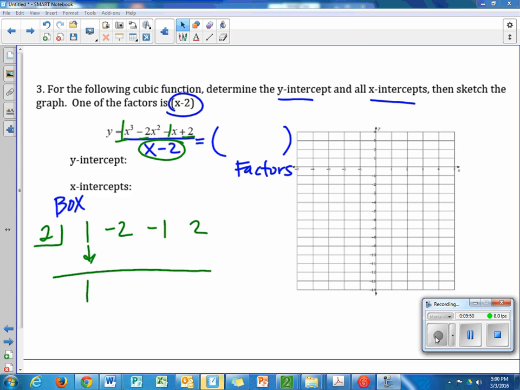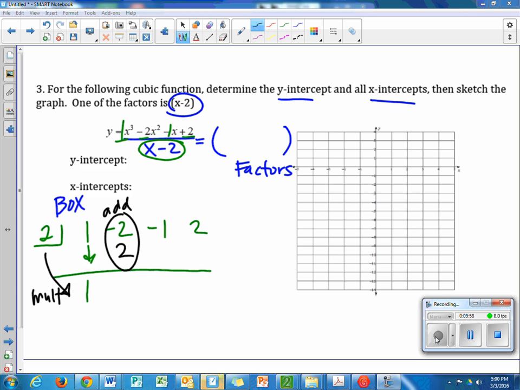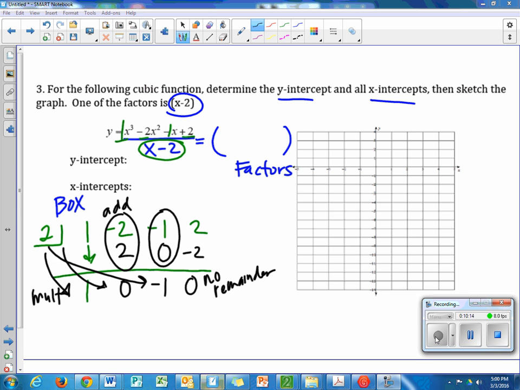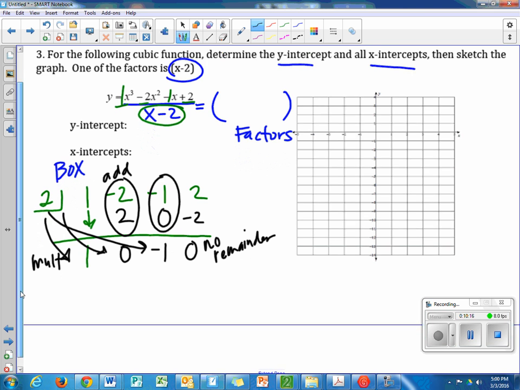2 times 1 gives us 2, so you multiply there. Take notes, class. Add always right there, that gives us 0. Once again, multiply, that gives us 2. Add gives us -1. 2 times this gives us -2. And finally 0, that means there are no remainders.